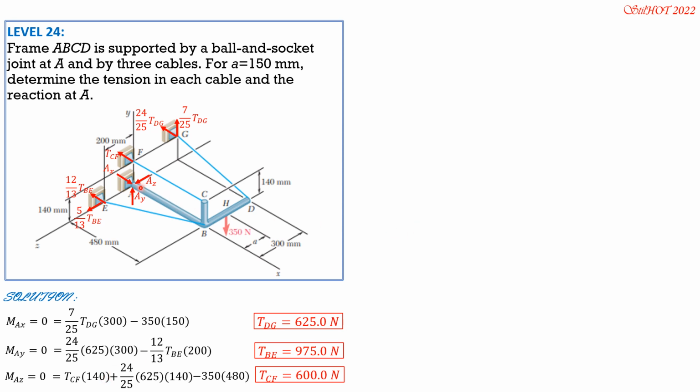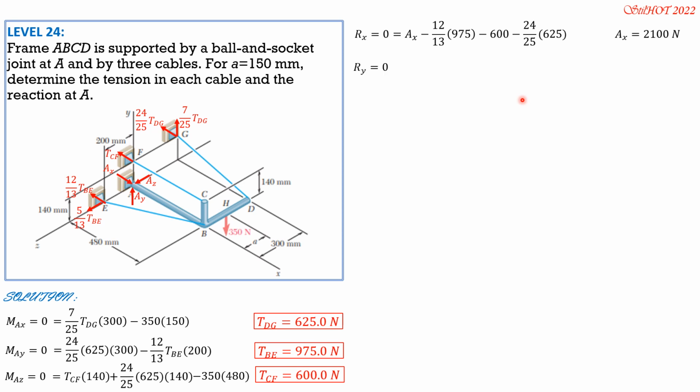Then for the reaction components at A, summation forces X equals 0. So we have AX minus 12 over 13 of tension BE, which is 975, minus 600 tension CF, and minus 24 over 25 tension DG, which is 625. So AX is 2100 newtons.